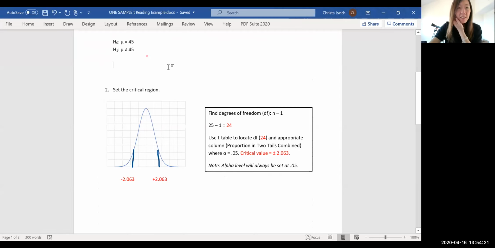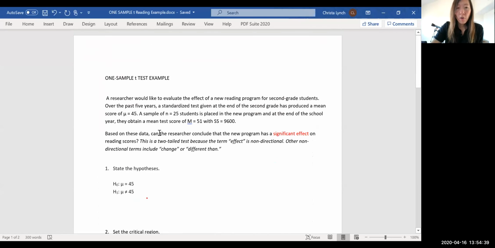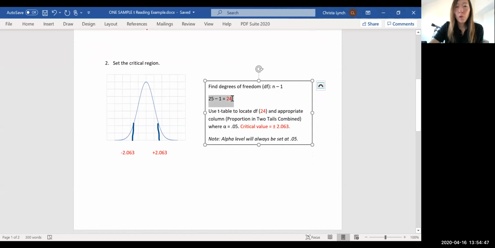All right, so I'm back. For step 2, we're going to determine what the critical region is. I'm working with a normal distribution. First of all, I need to find the degrees of freedom. I know that I have 25 students, and degrees of freedom is n minus 1, so 25 minus 1 is 24. I'm then going to use the t-table to find my critical value. I apologize for all of the back and forth here.